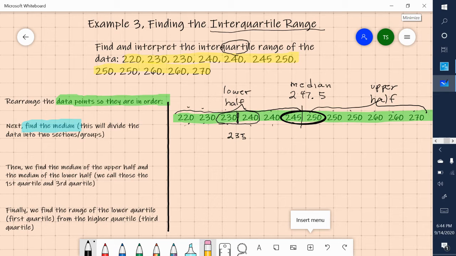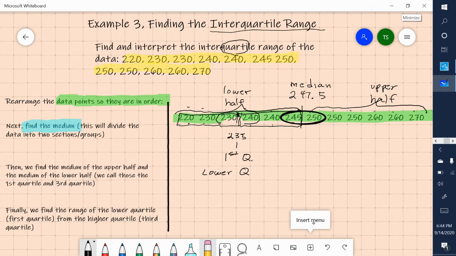And we can see that we have half of our data here and half of our data here for the lower half. So here we have the first quartile, or the lower quartile. We'll do the same over here.